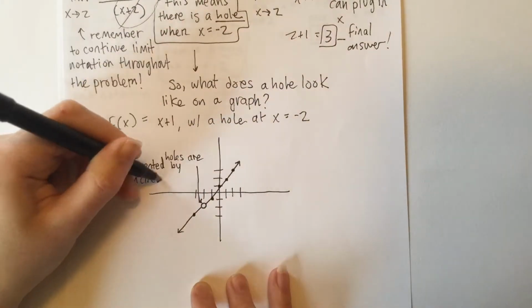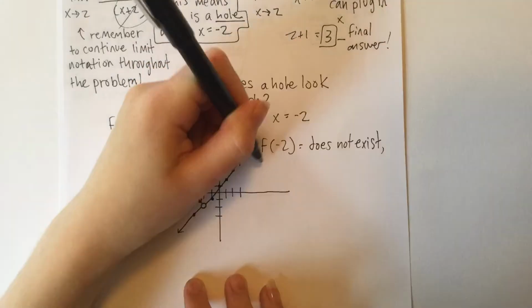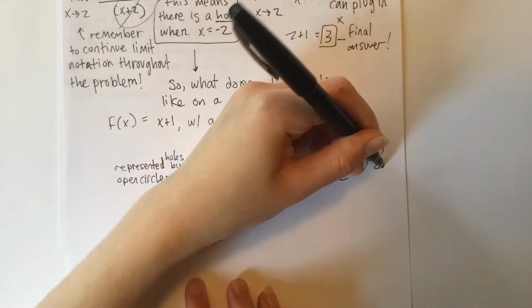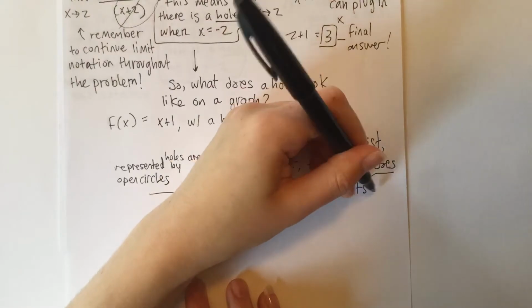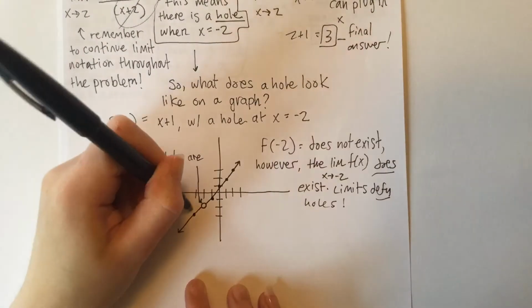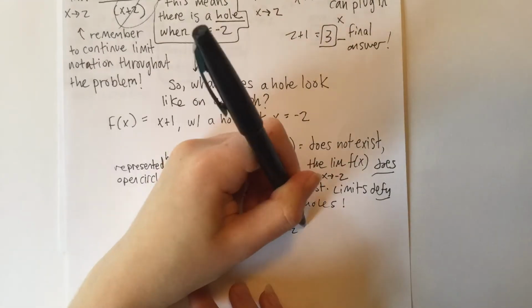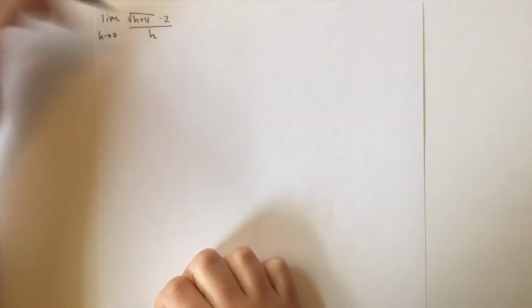But the limit as f of x approaches negative 2 does exist, because the limit isn't worried about that x value. It's about the y value that the graph is approaching from either side of this x value, negative 2, and that does exist. There's no hole at y equals negative 2. So it's important to know that limits defy holes. We have a limit here, and it's a little more complicated than the limits Ava was telling you about.